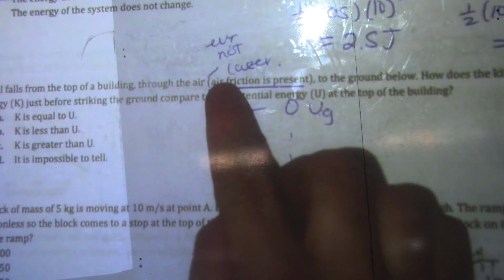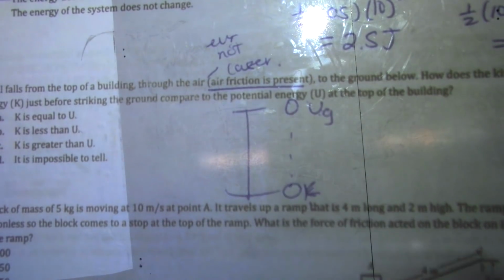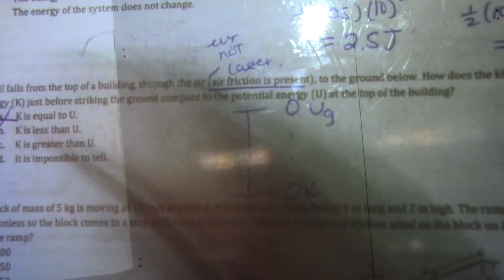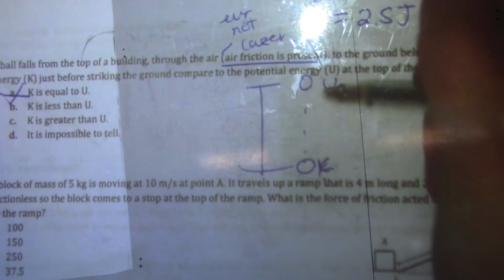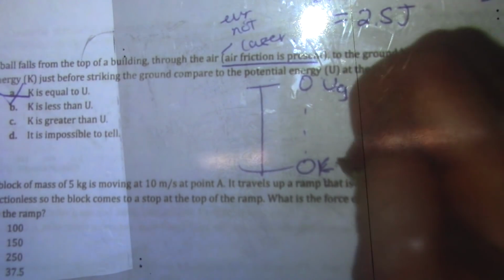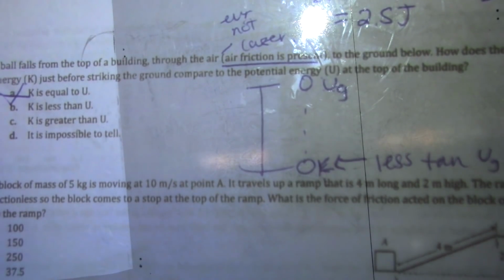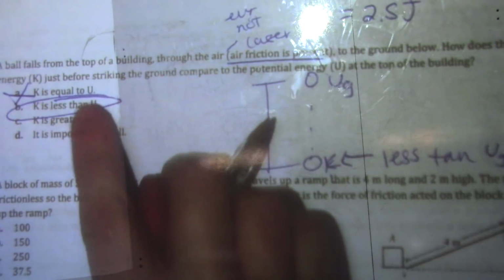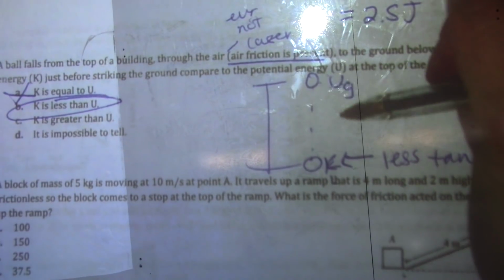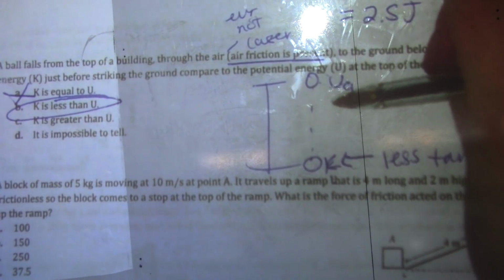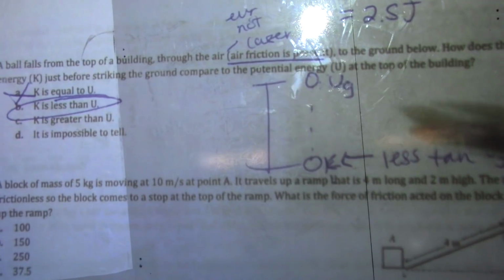But air friction is present, so energy is not conserved, so we can cross off A. Now what we know is that I'm losing some of my energy, so K must be less than your potential energy. So K is less than U because some of that energy was lost as negative work into friction.